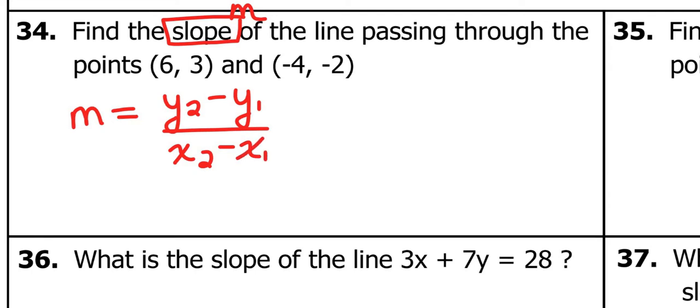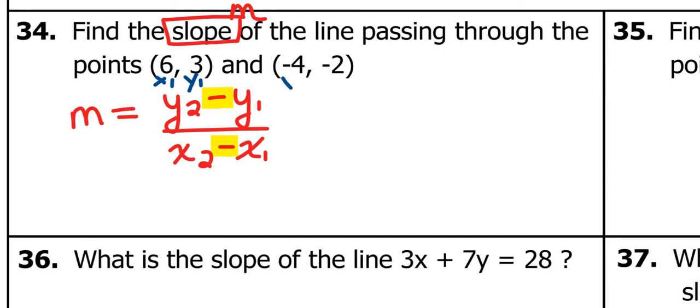Whenever you have a formula that involves a negative, you have to be very careful when you're plugging into the formula so that you don't forget the negative. So let's take a look at how we would plug in. Your first step when you have your 2 points is to decide which one is point 1, which one is point 2. So let's say 6, 3 is point 1, so we'll call this x1, y1.